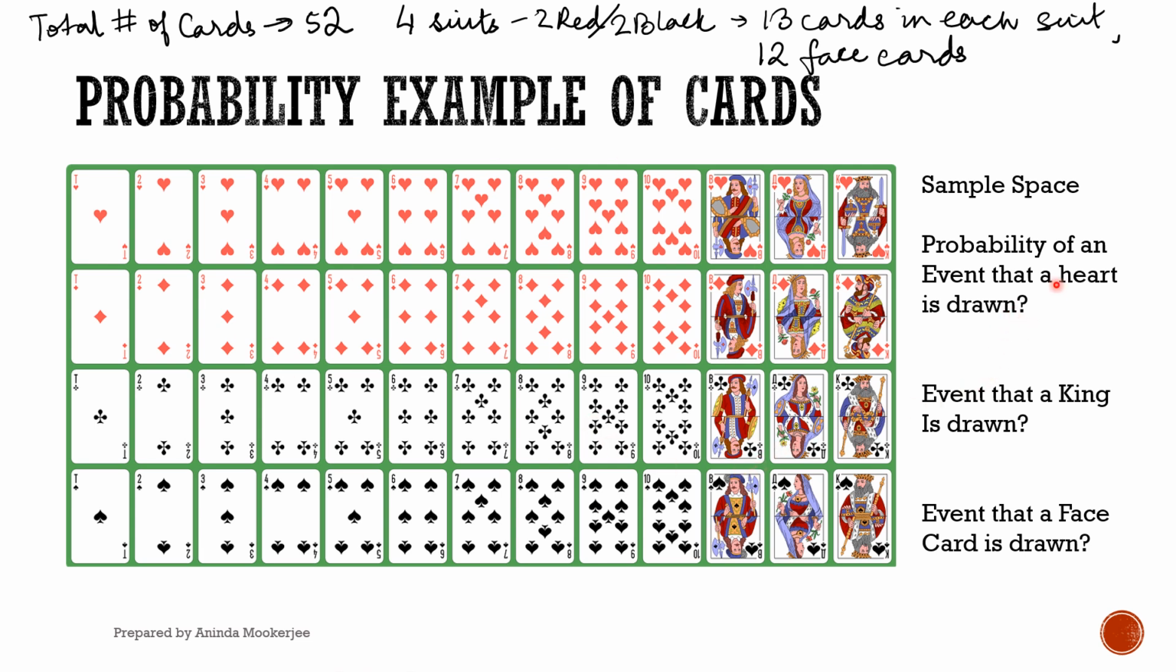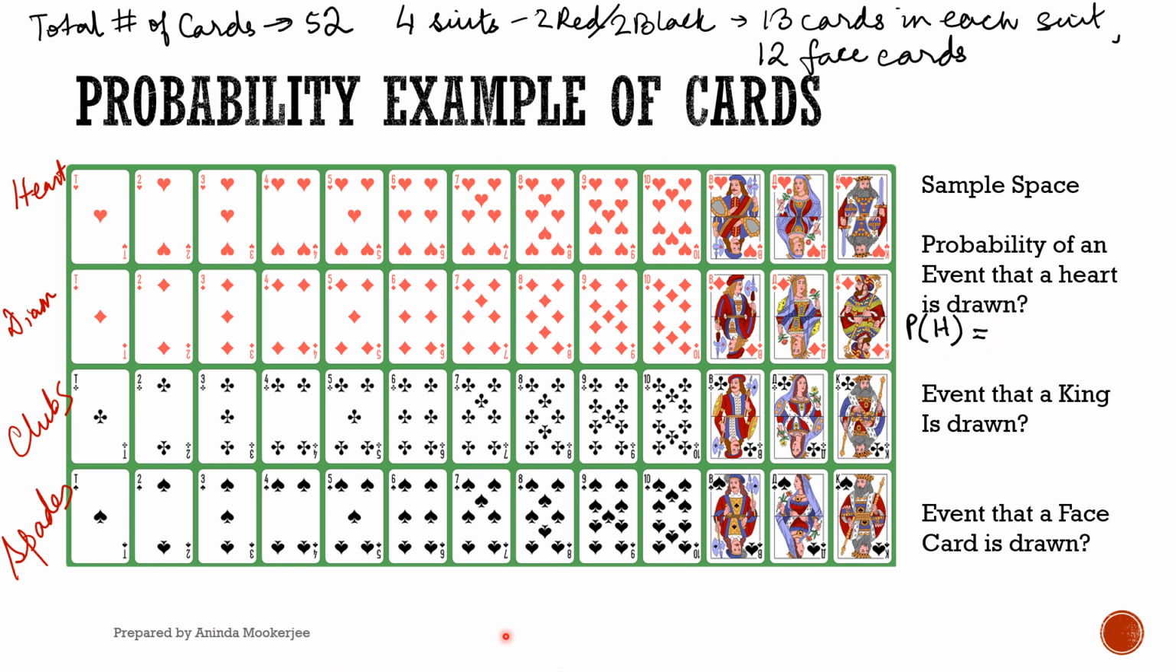Probability of an event that a heart is drawn. We are going to use our f over n rule. So probability, and I'm just indicating heart as H. So the probability that we pick a heart, any one of these, which is the red one here. This is heart, this is diamonds, then we have clubs and spades.